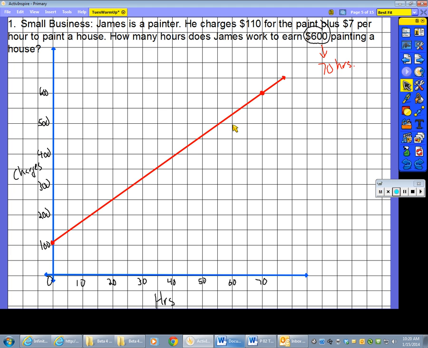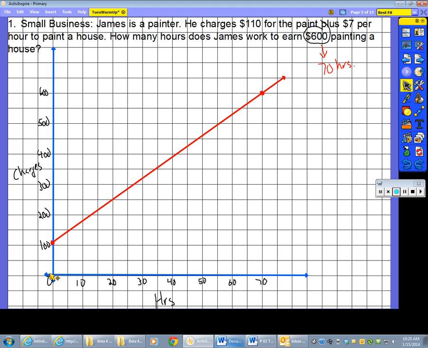Let me explain to you why we're graphing. It helps us quickly get an idea of how these variables are related. In other words, if he was going to work 30 hours, he could estimate that he's going to charge around, what is that, $350. Okay, see, 30 hours, I go up and over, and it's $350. That's where they intersect, okay?